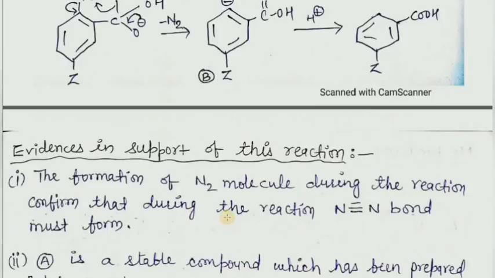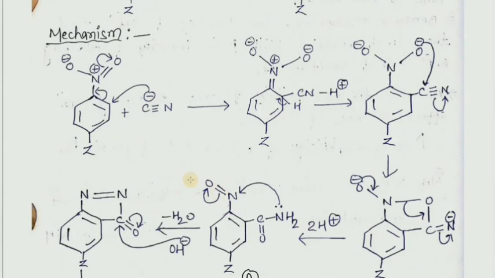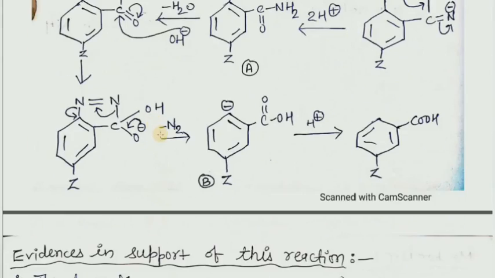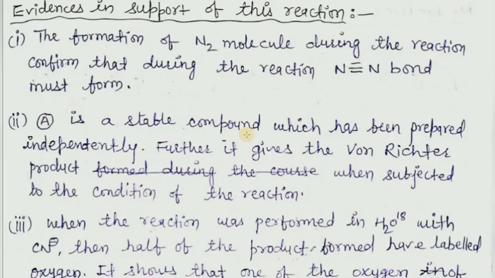Let us now discuss the evidences in support of this reaction. So first is the formation of nitrogen molecule. As we know, before the start of this reaction there was only one nitrogen in our substrate, and the second nitrogen is introduced at the ortho position to this nitro group. So these two nitrogens were not attached to each other. During this mechanism the bond between nitrogens forms and this nitrogen molecule gets eliminated. It is an evidence in support of this reaction.